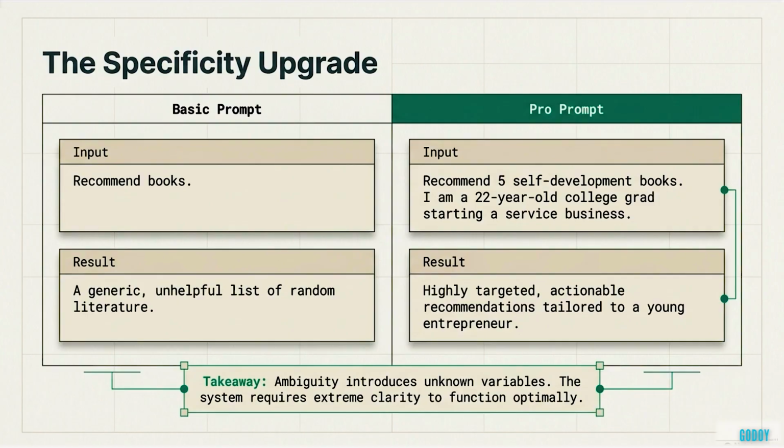A basic prompt like "recommend books" gives a generic, unhelpful result. A pro prompt with extreme clarity, specifying the user's age, goals, and needs, yields a highly targeted, actionable recommendation.